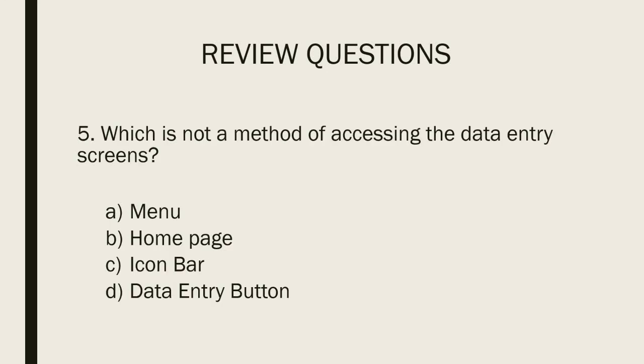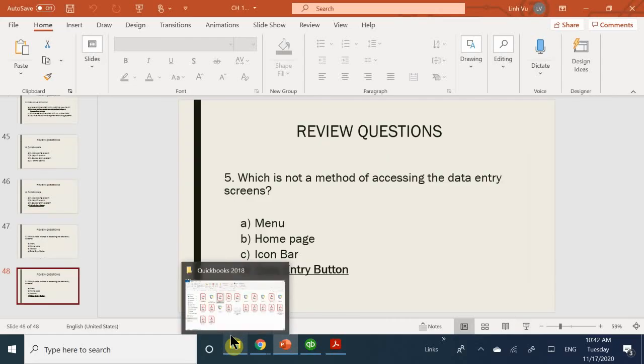And then lastly, question number 5, which is not a method of accessing the data entry. D, data entry button. Yes, there's no such thing as a data entry button. We recognize there's a menu bar, a home page and the icon bar. There's no such thing as a data entry button. That'd be awesome though. So that is it for chapter 1.